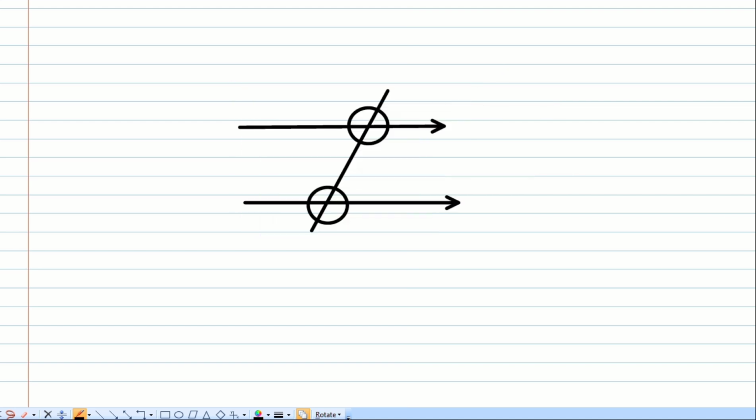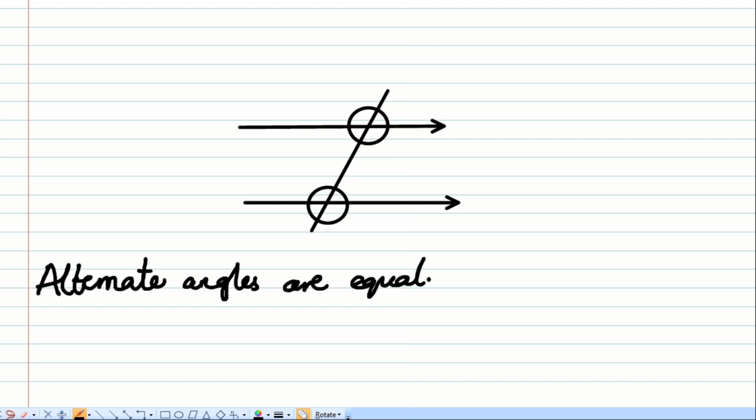So we have our setup again. The next one you want to know is that alternate angles are equal. So that's the third one for today. Alternate angles are equal. Alright, so let's identify the alternate angles. So again, we're going to call this line AB. We're going to call this line CD.